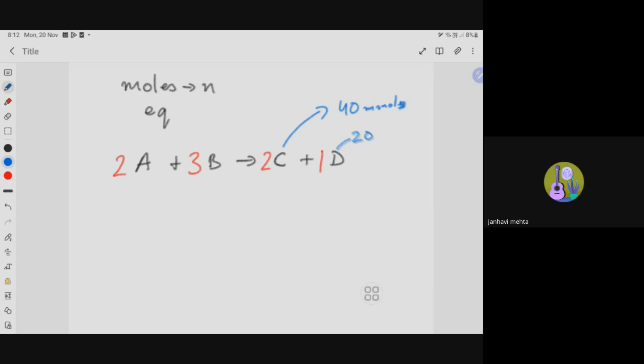Yes, sir. How much should A be then? Tell me how much should A be? 40. Say loudly. 40 again, right? C and A same. How much should B be? So don't think of a 3 by 2 and this and that. You see that D is 1 and B is 3 times that, right? So it should be 3 times of D, right? So 60, right? Right, yes, guys? Yes, sir. So the point is, they will give you one and you can figure out all others.